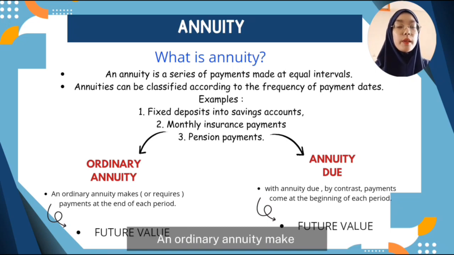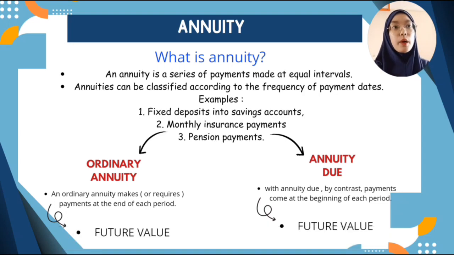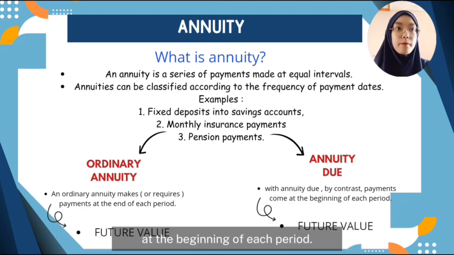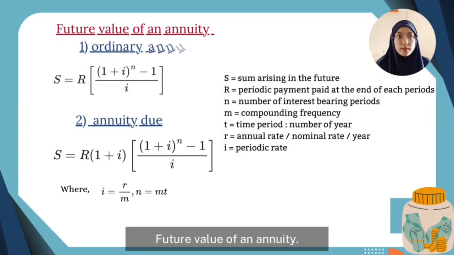An ordinary annuity requires payment at the end of each period. An annuity due, by contrast, has payment come at the beginning of each period. Future value of an annuity.